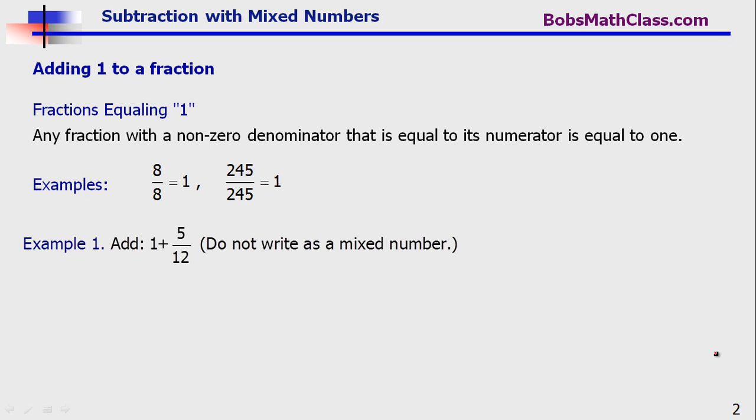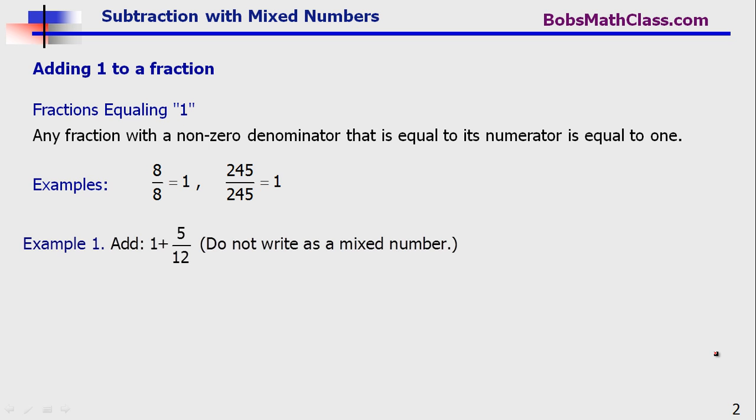So here's our first example. We're going to be adding 1 to a fraction, right? So let's talk about that. Let's add 1 plus 5/12. We don't want to write that as a mixed number. We want to write it as a fraction. So I wrote in parentheses here, do not write as a mixed number. Well, I could have also written that as write as an improper fraction.